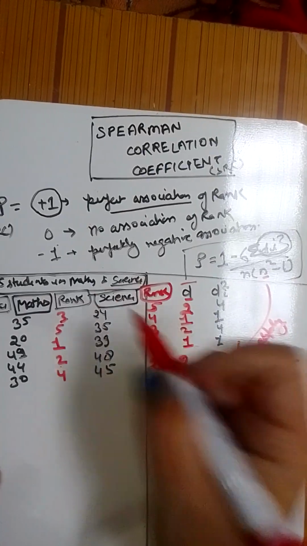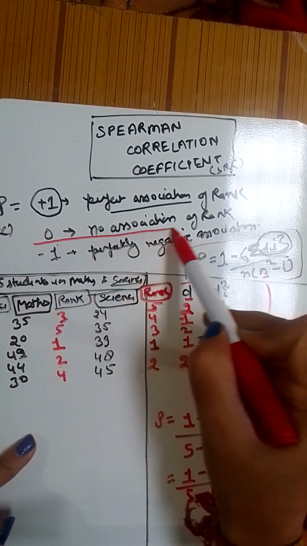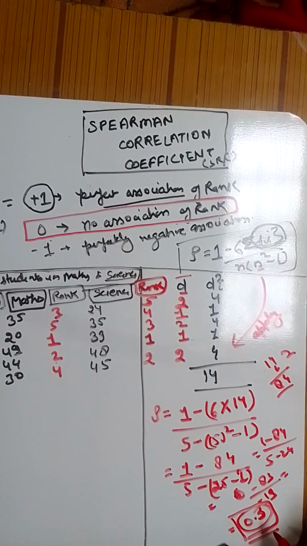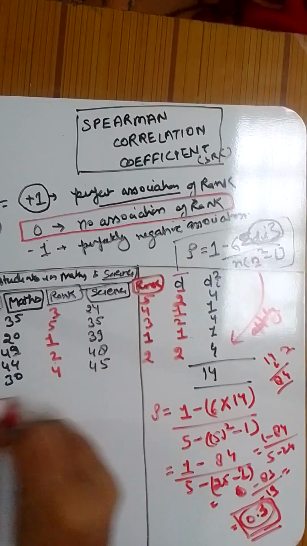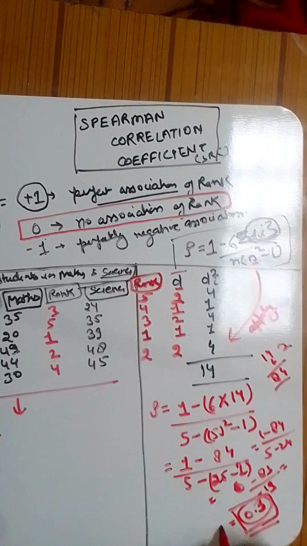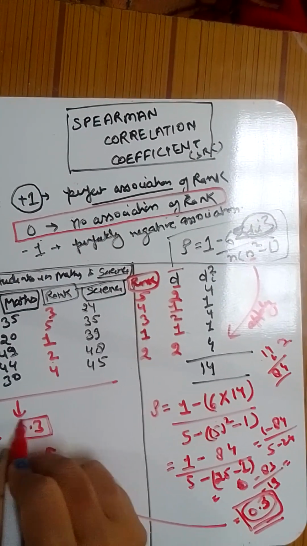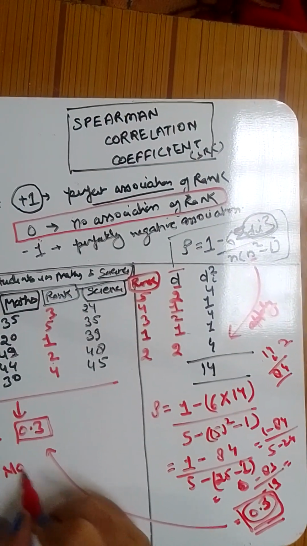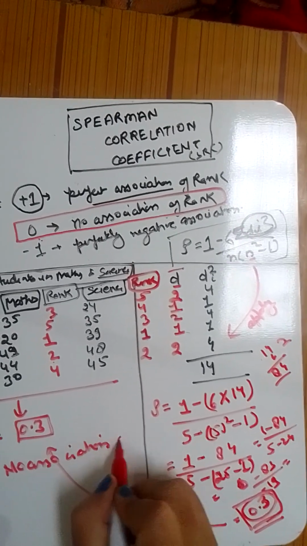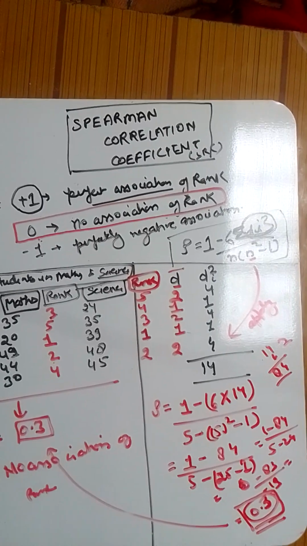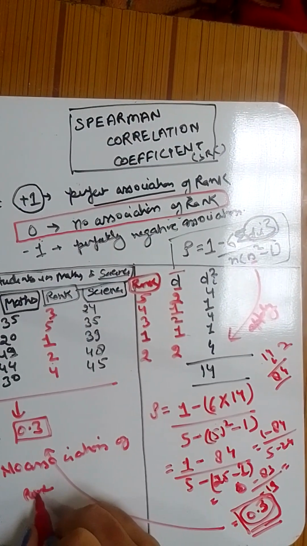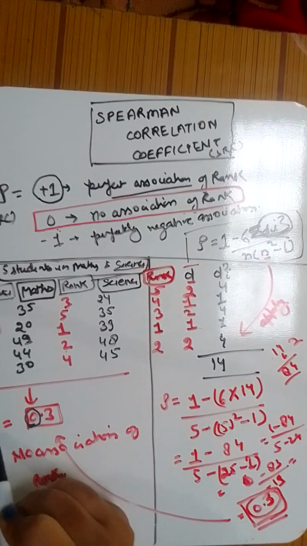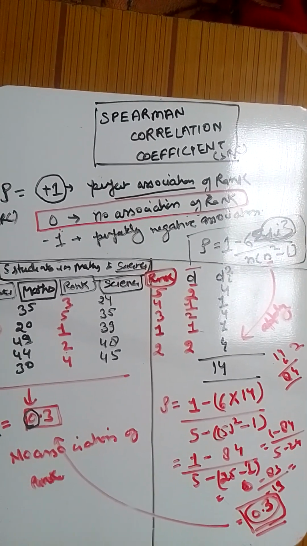So if the Spearman correlation coefficient comes around 0, what does our answer for this data say? Our answer came 0.3. Here for this data, the Spearman correlation coefficient is 0.3. How is it related? It is related to 0. And what does 0 mean? No association of rank. Why is there no association of rank? Because it came close to 0.